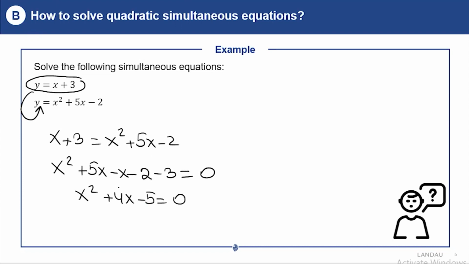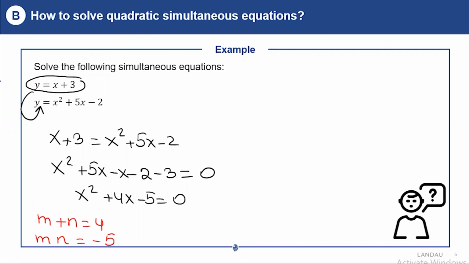Now, if we want to solve it, we can use different methods, such as completing the square, discriminant, factorization, or Vieta. It doesn't matter which one is comfortable for you, you can use this method. For example, I mostly prefer to use factorization. Let's check. M plus n equals 4, and mn will be negative 5.